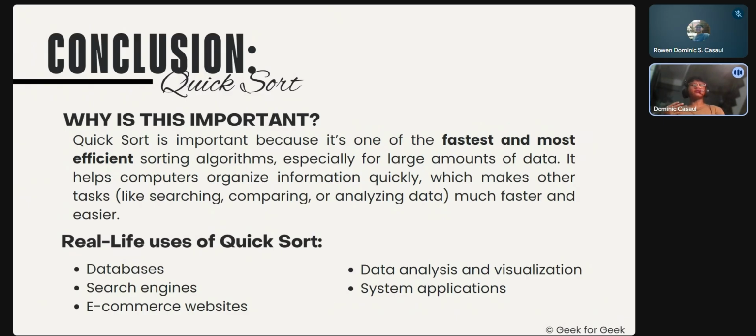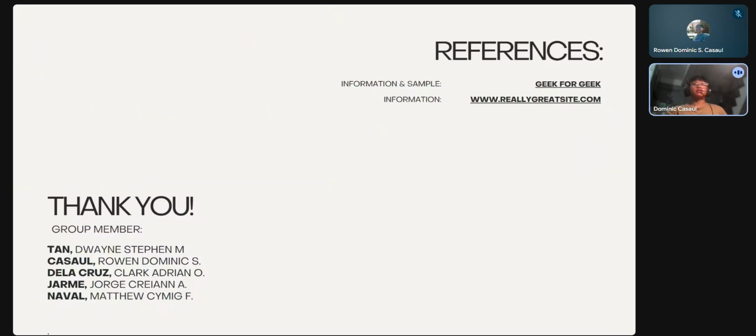Also, it is being used in real life situations and functions. For example, in databases, it is used to sort records and data entries, making searches and lookups faster. In search engines, it helps organize search results or data in the indexes efficiently. For e-commerce websites, it sorts products by price, ratings or popularity, and it is also used in data analysis and visualization and system applications.